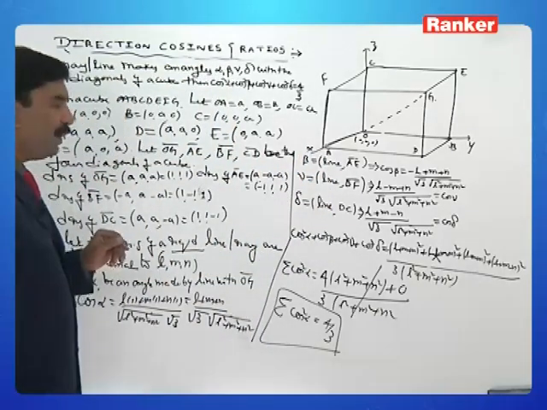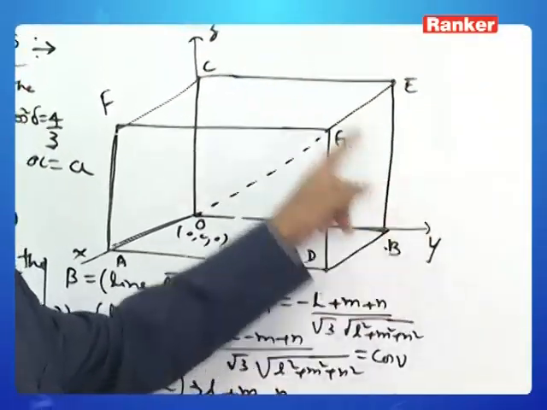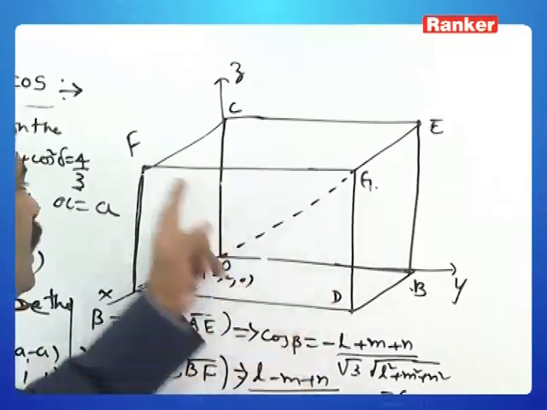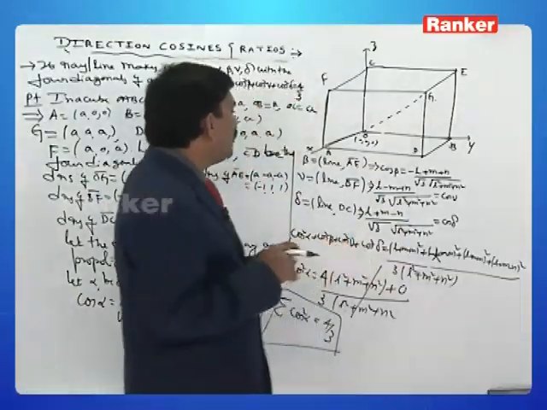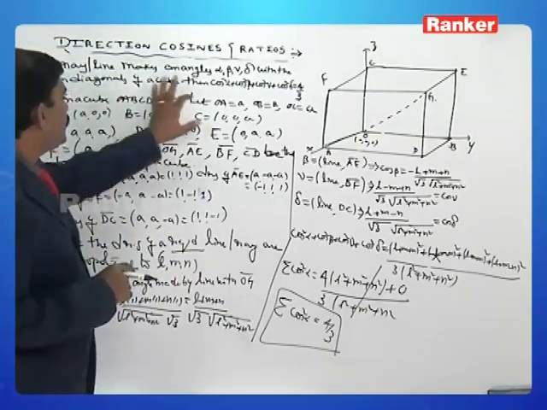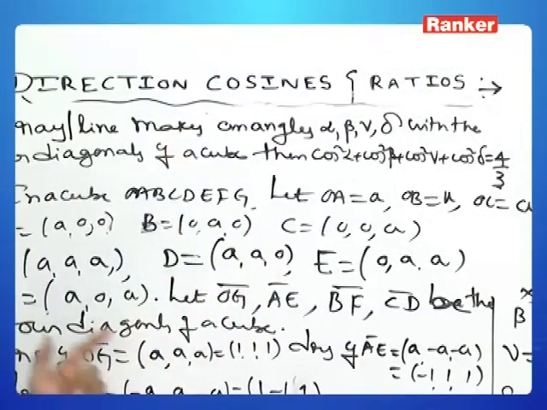Next, D is a point in the xy plane, E is a point in the YZ plane, F is a point in the ZX plane, and G is a point in three-dimensional space. According to A, B, C, I have taken G, D, E, and next F.